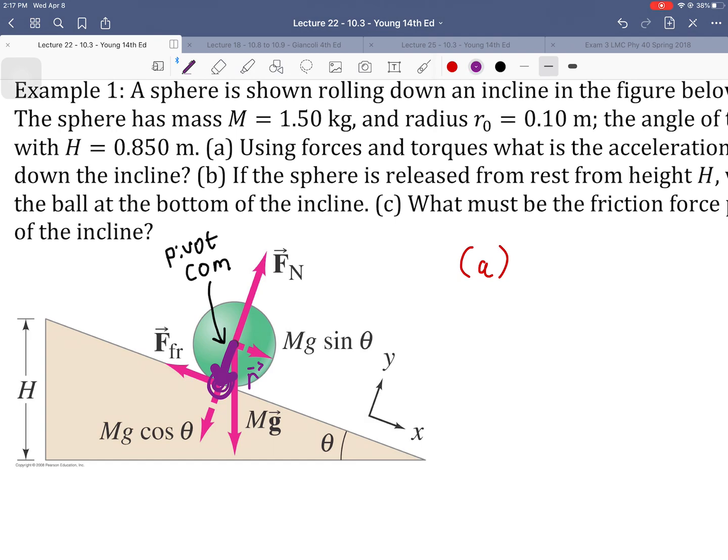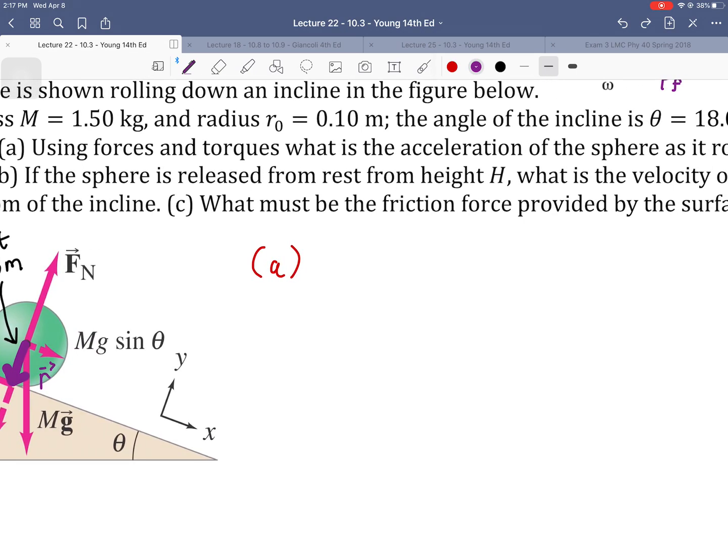Now, if I'd chosen the pivot to be down here instead, in that case the friction force would create 0 torque. The normal force would still create 0 torque for the same reason as I mentioned before. But now the gravitational force would create a non-zero torque.